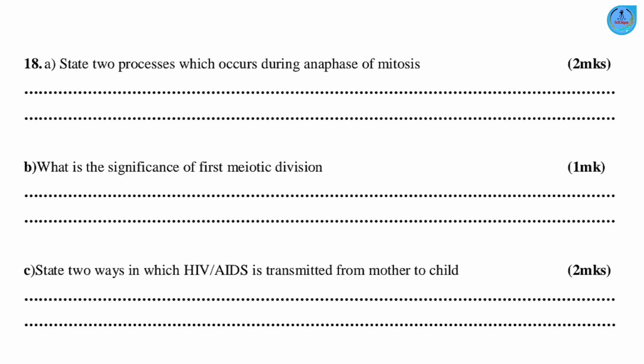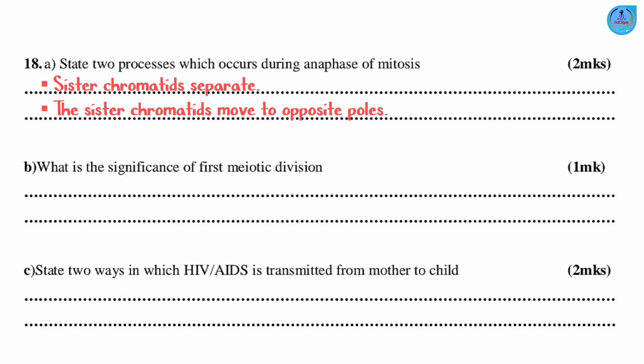Question number 18A. State two processes which occur during the anaphase of mitosis. So we have separation of the sister chromatids, and number two, the sister chromatids also move to opposite poles of the cell. Part B. What is the significance of the first meiotic division?